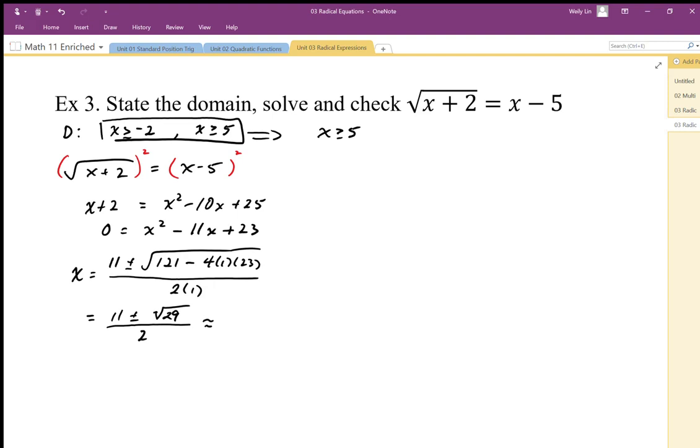Okay, so let me just work this out. 11 minus the square root of 29, divided by 2, I'm getting 2.81. It's approximately equal to 2.81. So based on our restriction, based on the domain, we're going to say that that is an extraneous solution. Okay, so that is extraneous.